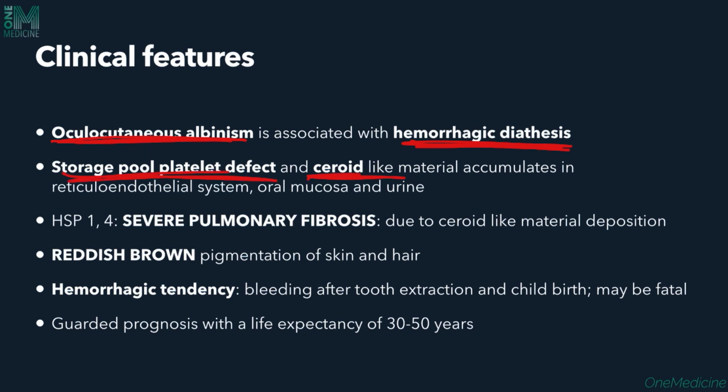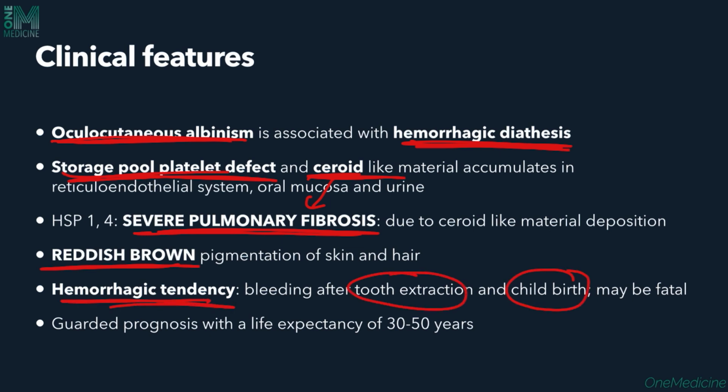Spheroid-like material will be deposited in various organs. If that is deposited in lungs, it will cause severe pulmonary fibrosis. The skin would be reddish brown in color. Hemorrhagic diathesis would be bleeding after tooth extraction and delivery, which can be fatal. The life expectancy is 30 to 50 years in Hermansky-Pudlak syndrome.